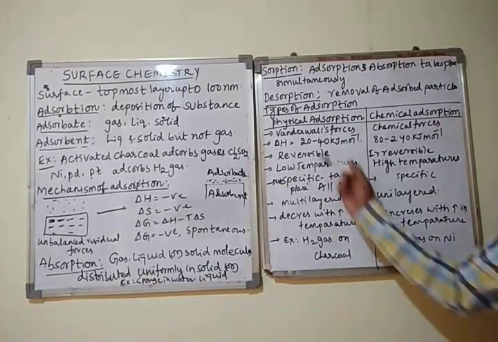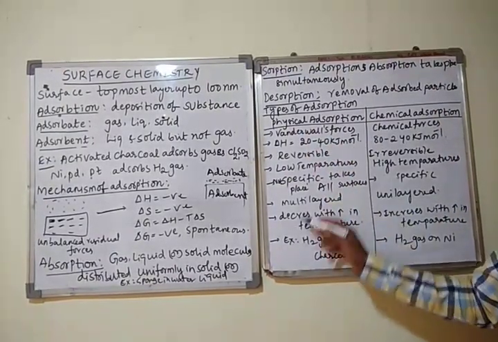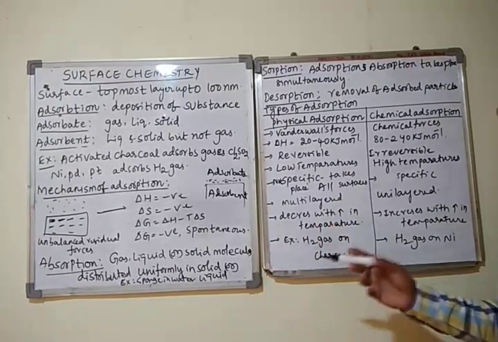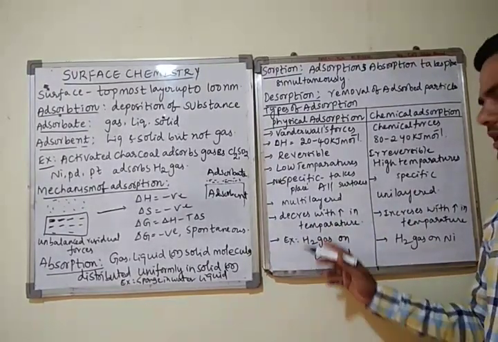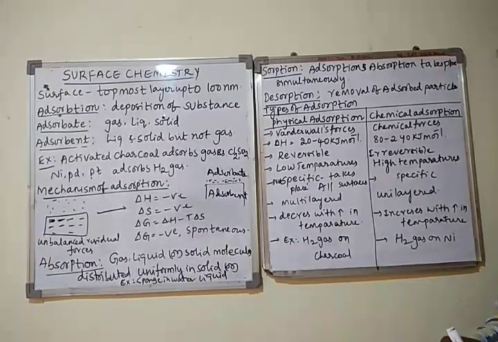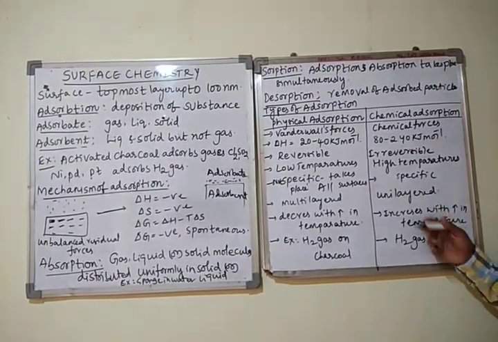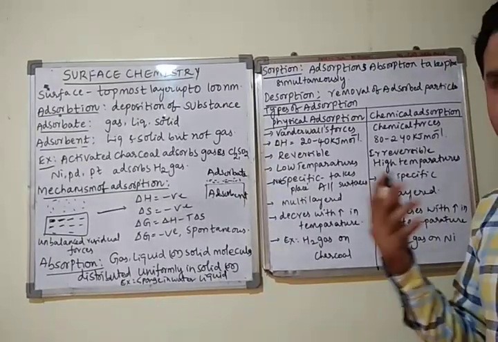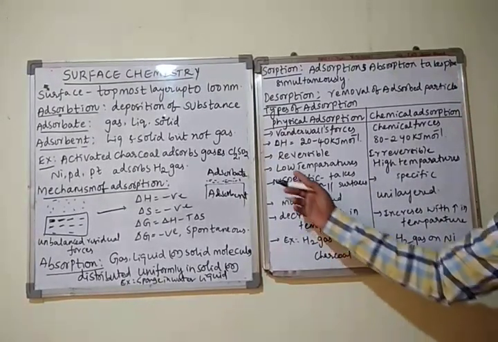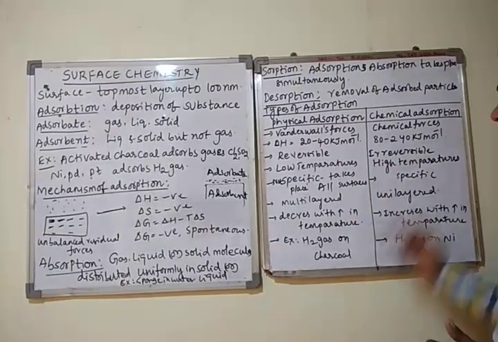This is because only weak van der Waals forces are there in physical adsorption. Therefore, as the temperature increases, the bonds become weak, so it decreases with increase in temperature. Here in chemical adsorption, chemical bonds are there, therefore as the temperature increases, the chemical adsorption increases. Low temperatures are required for one, high temperatures for the other.